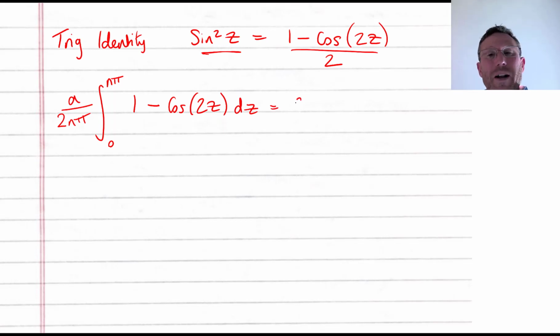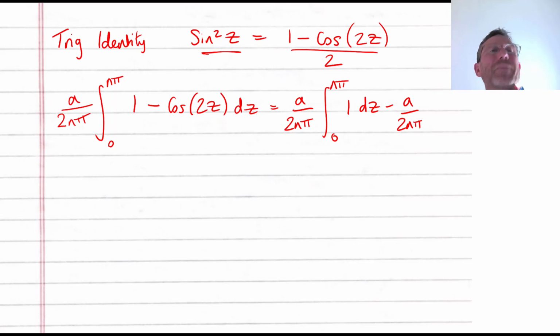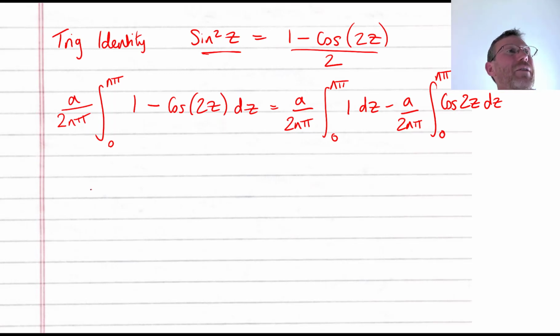In that integral, let's solve that right now. Actually, let's split it up. So a over 2 n pi times the integral from 0 to n pi of 1 dz, minus a over 2 n pi times the integral with the limits here of cosine 2z dz. Those integrals are pretty straightforward. So what do we end up with? We end up with a over 2 n pi, and z is the integral of this piece.